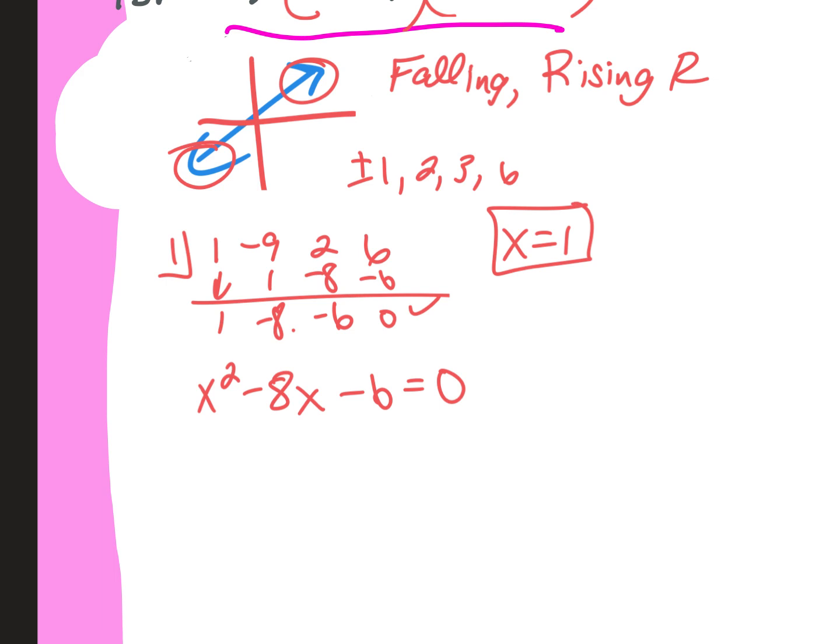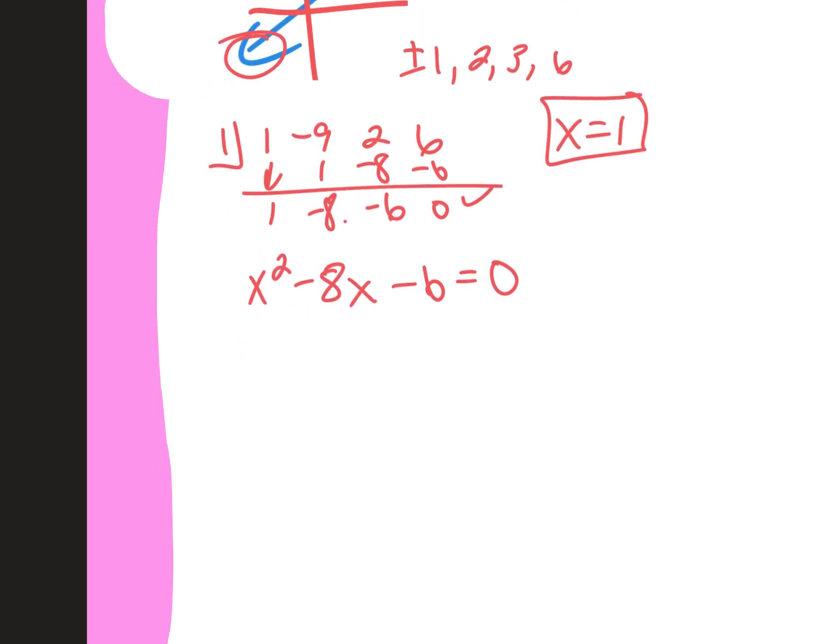What multiplies to give me 6, but adds to give me negative 8? Is it like 4 and 2? If it was 8 at the end and 6 in the middle, it'd be 4 and 2. But is this one going to factor pretty? If it doesn't factor pretty, then what do we have to do?